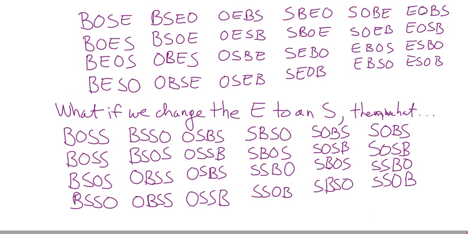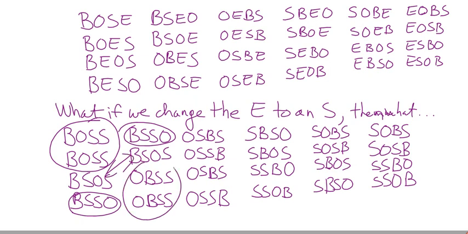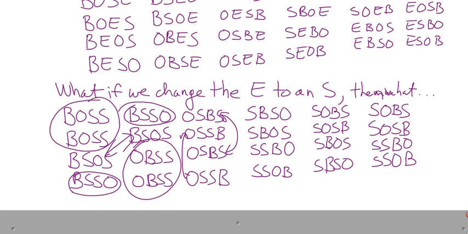Okay, so there's 24 of them, but how many are distinguishable? Because we can see that we've got two BOSSes. Can you tell the difference between B-O-S-S and B-O-S-S? No. You can see that this and this are the same, these two are the same, and these two and these two. So how many distinguishable arrangements are there now? There's 12. So the 24 arrangements have now become 12.